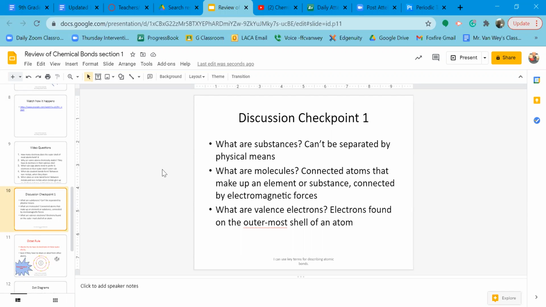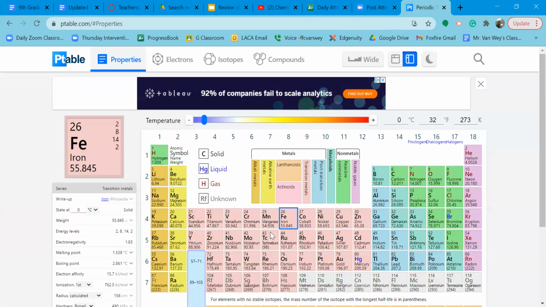And molecules, of course, they are the connected atoms that make up an element or a substance. They're connected by electromagnetic forces. And the valence electrons are the electrons on the outside of an atom, the part of an atom that can come into contact with other atoms. And the inner shell just doesn't come into contact with other atoms. Not usually. Only in the cases of metals, transition metals, do we really see a lot of that. Okay.